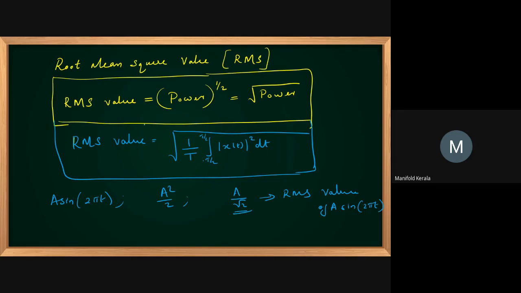Have you taken down this point? RMS value is equal to the square root of power. Shall I proceed? Okay, I'll give one problem for you to work out. Shall I change the slide?